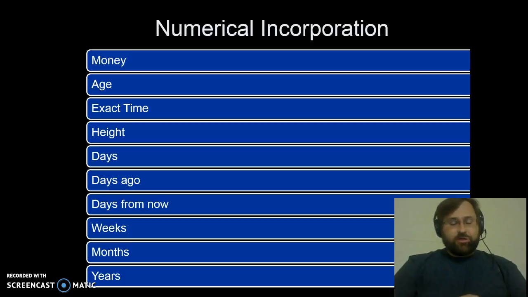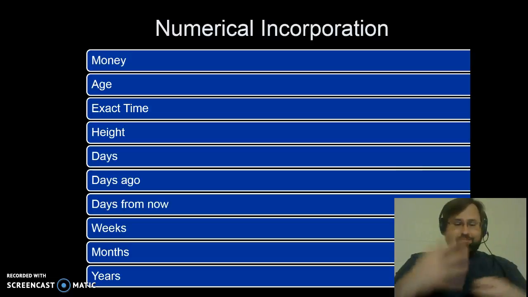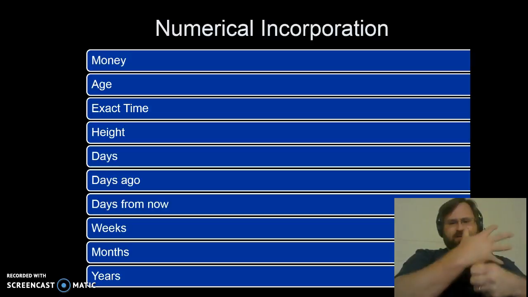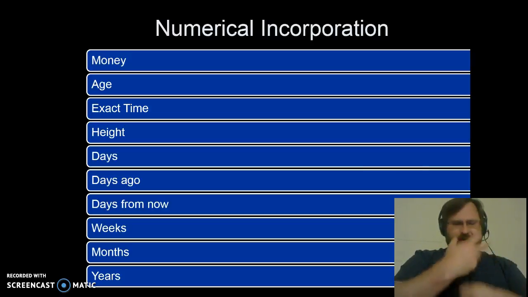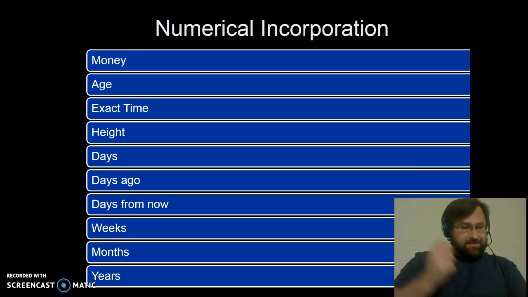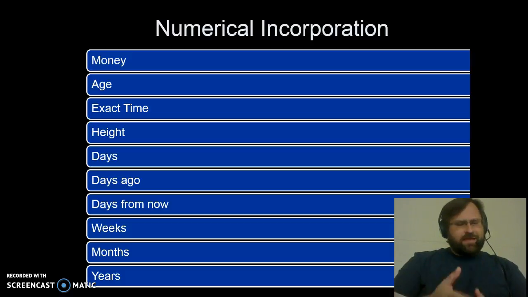And years, which does not incorporate in the base form. You would sign 5 years. You would not sign 5 and bring that 5 all the way around. That would be incorrect. You would do 5 years. But you can incorporate the numbers 1 through 5 with years in the future or years in the past. Most of these allow you to use the numbers 1 through 9, but years in the future and years in the past only allow the numbers 1 through 5. You cannot sign 6 years from now.